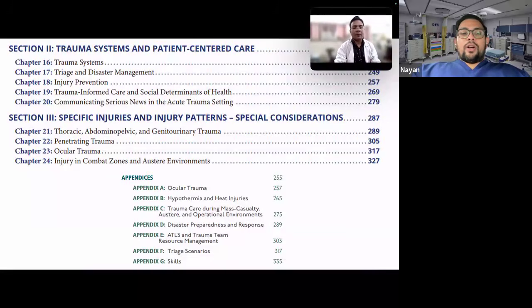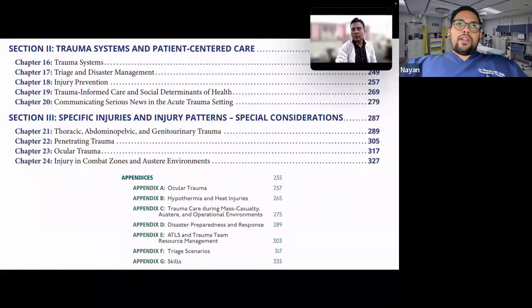The thorax trauma, penetrating trauma, they're all different chapters now. Penetrating trauma is a different chapter. Ocular trauma was there in the 10th edition. Like I've mentioned, the 10th edition appendices are below. You can see that.